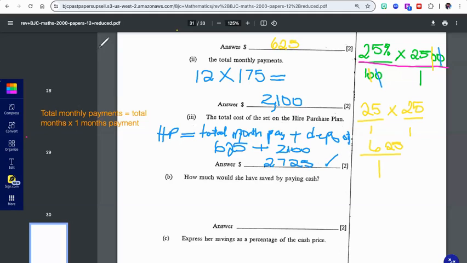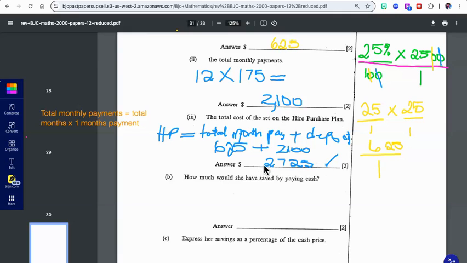Now, for you choosing to pay with hire purchase, it's not free. You actually pay more. You pay an interest. So that more is called an interest, so you pay an interest on this bill. So how much would she have saved by paying cash? The question is asked, how much would she have saved by paying cash?